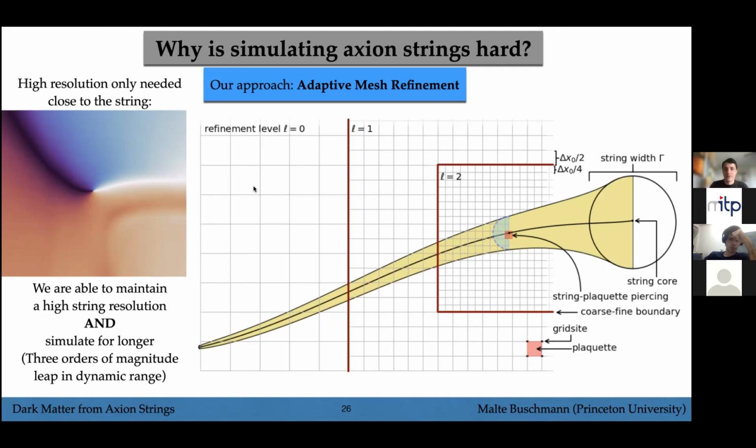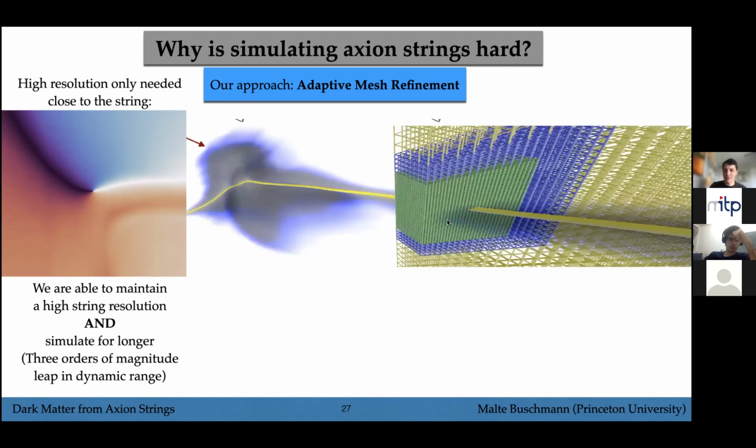Now, that's a relatively obvious approach. We are the first ones to actually implement it in practice. This is just an image of how it looks in 3D. So we have a really fine grid around the string cores, and then we reduce the resolution of the grid the further away we go from those Axion strings. By using that technique, we were not only able to maintain a higher string resolution, but ultimately we were able to have about 3 orders of magnitude leap in dynamic range over a previous simulation. So we were able to push these limits quite a bit forward.